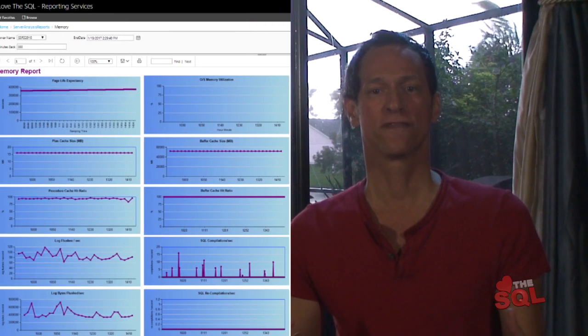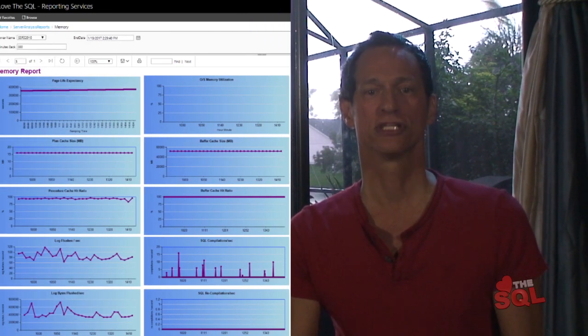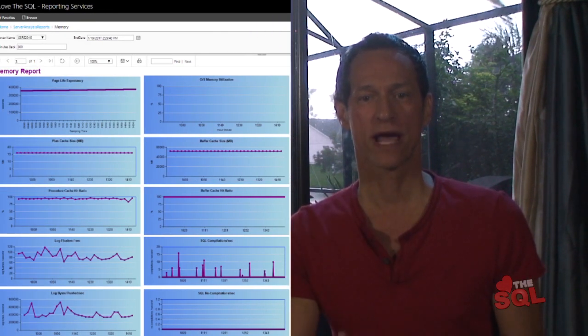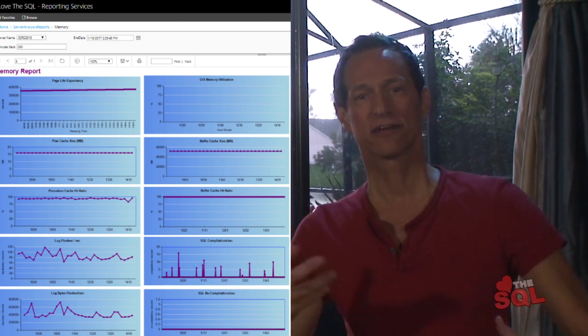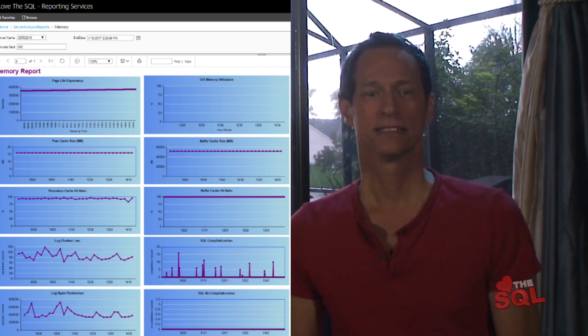Let's look at page life expectancy, also called PLE. The PLE is a measure of how long you can expect a page that has just been read from disk to hang around in memory. Okay? Now, SQL always looks for data pages that are in memory first before it goes to disk.